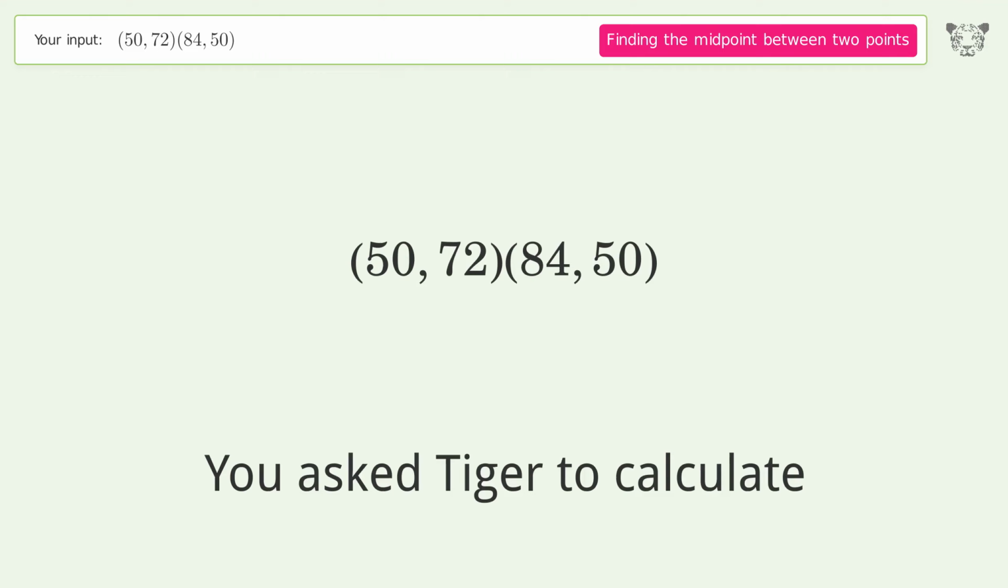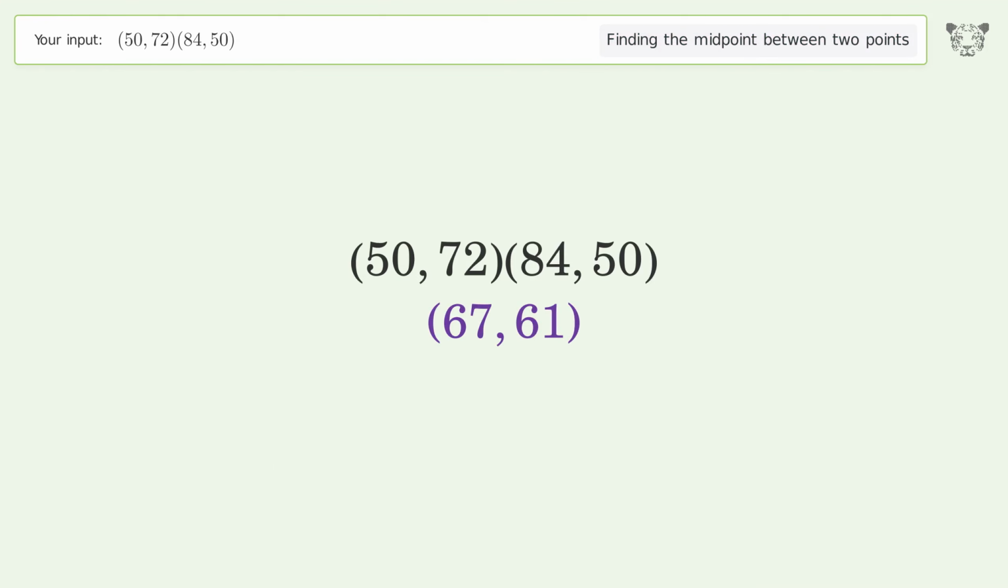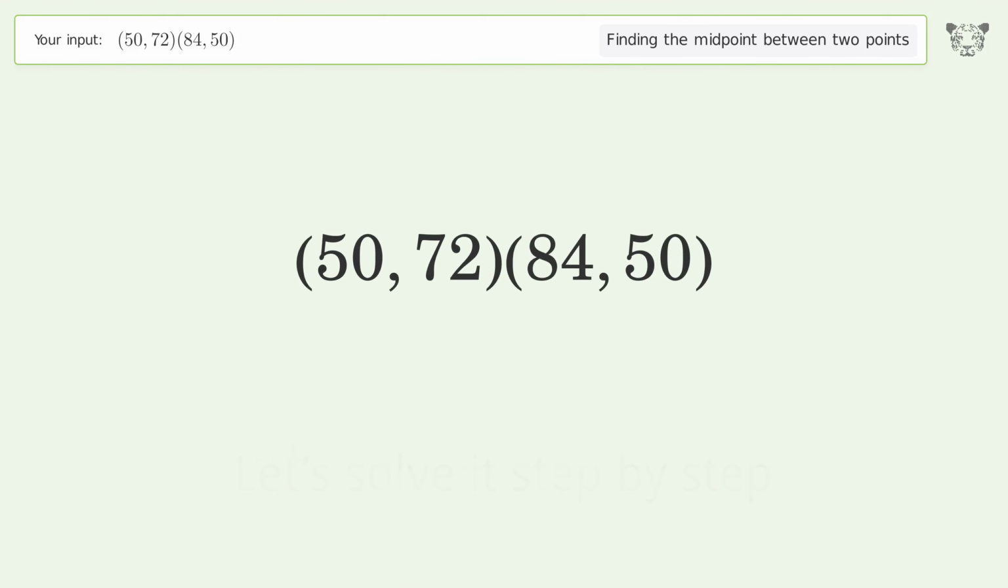You ask Tiger to calculate. This deals with finding the midpoint between 2 points. The midpoint between the 2 points is 67,61. Let's solve it step by step. Plot the 2 points and calculate the midpoint using the formula.